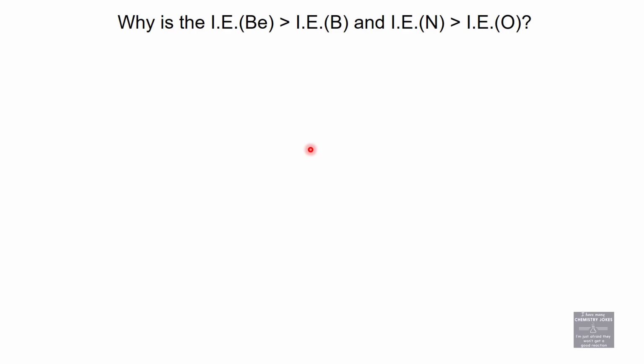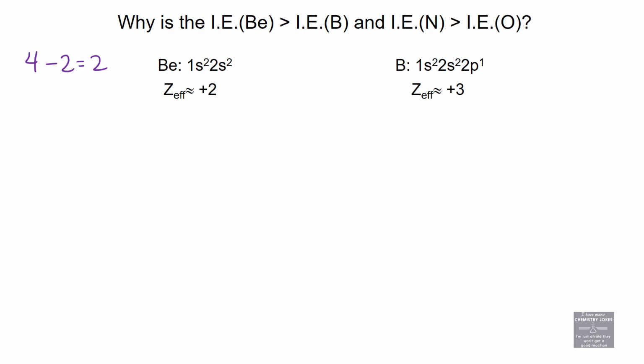Beryllium and boron, nitrogen and oxygen. We'll start with beryllium. Beryllium has 4 electrons, so it's 1s2, 2s2. It's got a core charge of 2+. That's, remember, number of protons minus number of core electrons, a core charge of +2. Boron, there's its electron configuration, 1s2, 2s2, 2p1. Boron is 5 protons minus 2 core electrons to give us a +3 core charge, or Z effective, approximately +3.